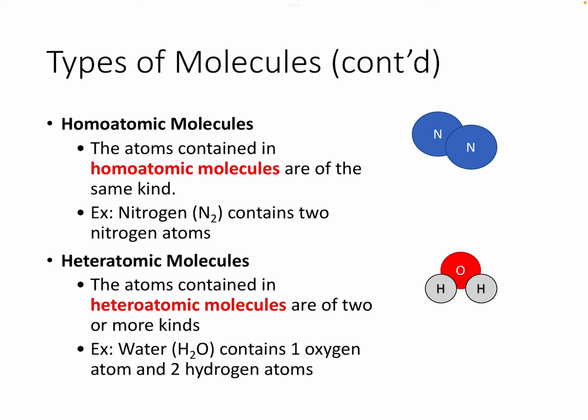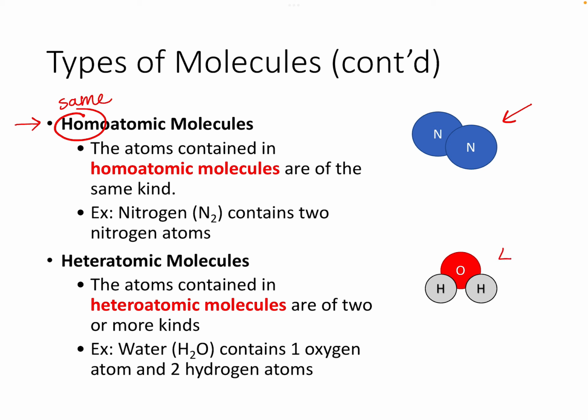Now, yet another way that we can describe molecules, let's say we look at nitrogen again, N2, so it has 2 nitrogens. Those atoms are the same type of atom, right? So we would call this a homoatomic molecule. So homo meaning same.